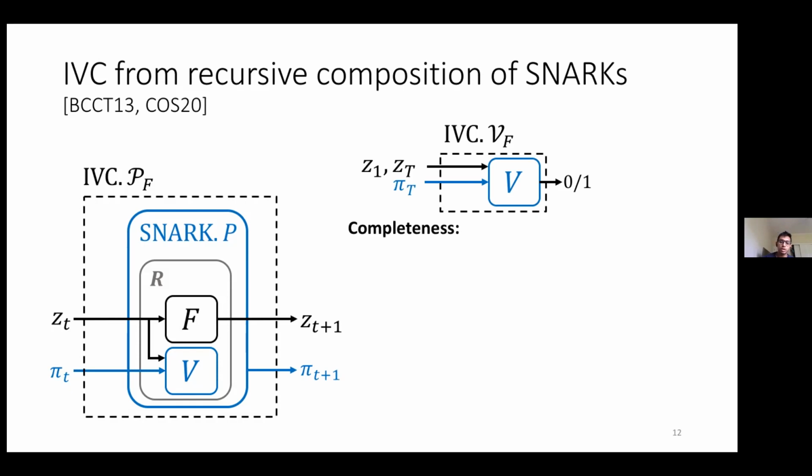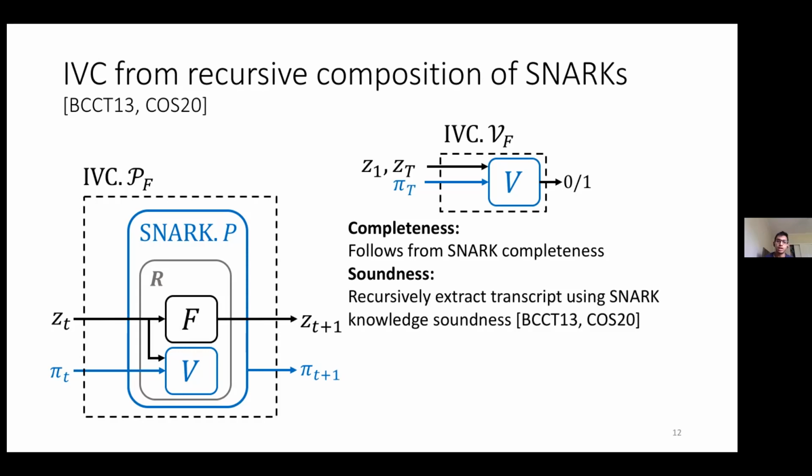The properties you want are completeness, right? So completeness follows from the completeness of the SNARK. And soundness, or proof of knowledge rather, the basic idea is to recursively extract the transcript using the SNARK knowledge soundness. So step by step, I go backwards in time extracting witnesses, right? And I can only do this, there are some caveats.